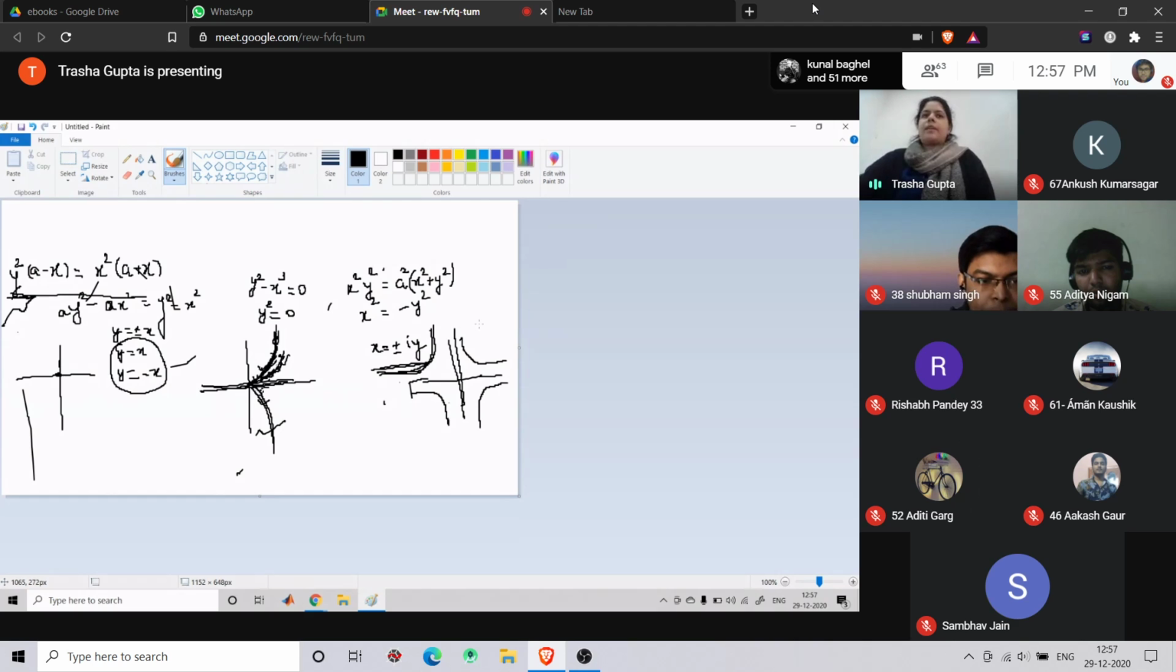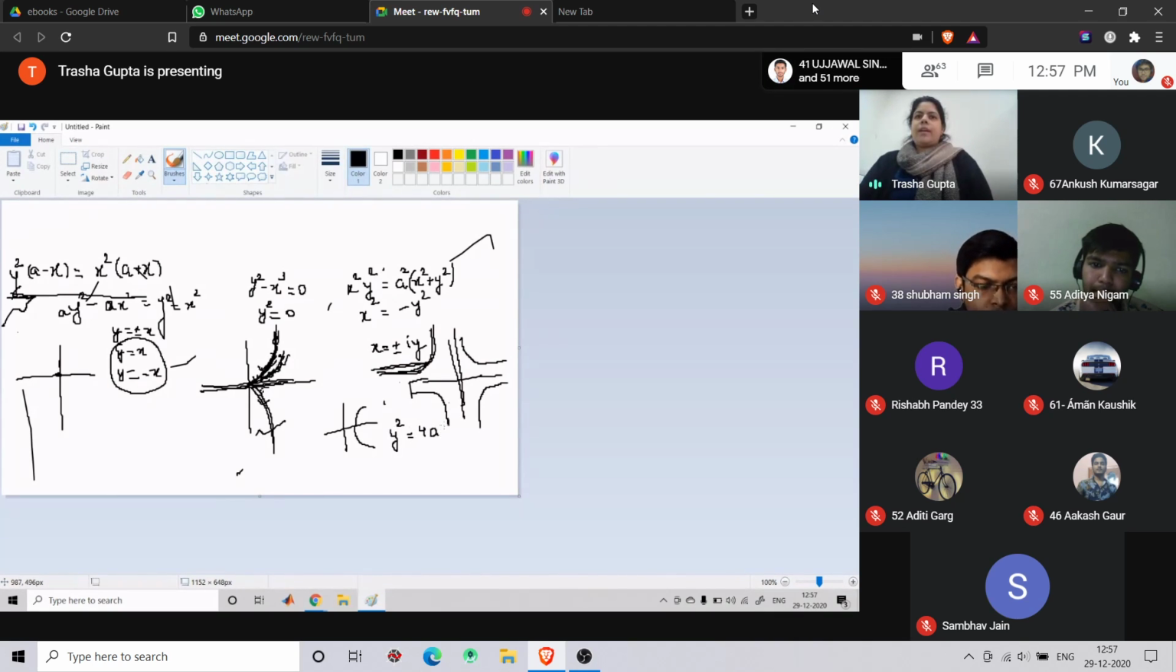Suppose this is my system and this curve is intersecting here. y square is equal to 4ax minus 3. Right, okay. This is the equation of this curve, or will it be something else? Ma'am, this only. It will be this, right?